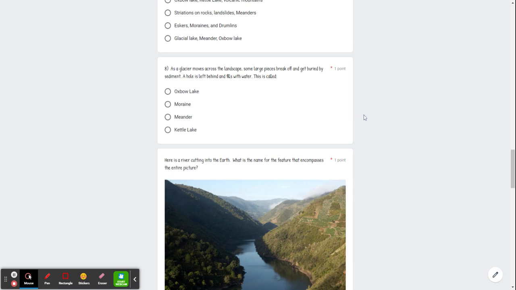Number 8, as a glacier moves across the landscape, some large pieces break off and get buried by sediment. A hole is left behind and fills with water. This is called an oxbow lake, moraine, meander, or kettle lake?